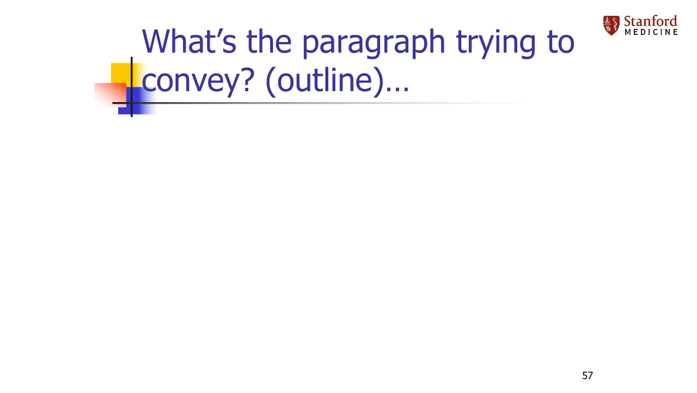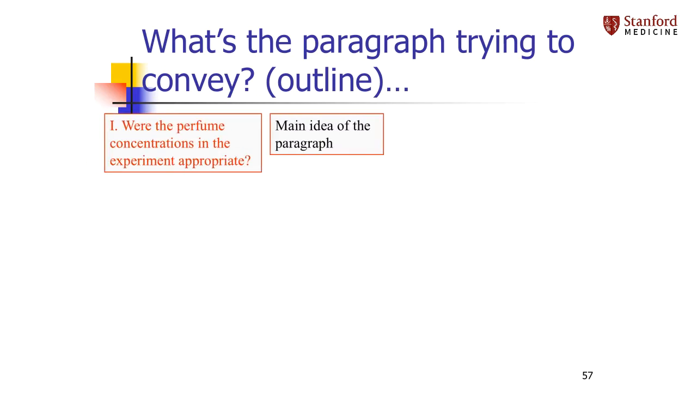When I edit a paragraph like this, I start by approaching it from a high level. I take a big picture view. I just try to figure out what is it that the authors were trying to say. Now, I don't actually usually write out a formal outline. I usually just do this in my head, but I wanted to write it down here to make it very explicit.